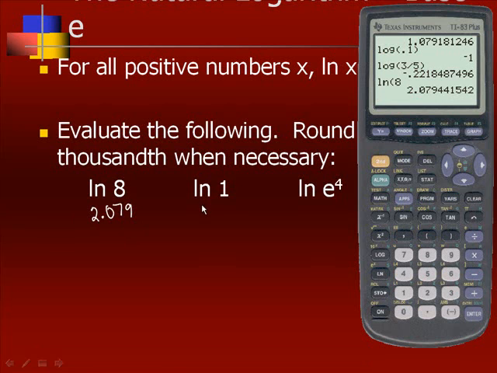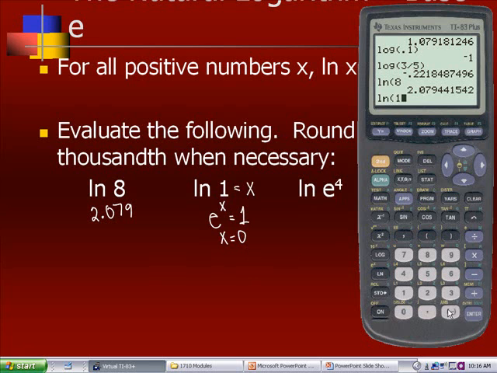The natural log of 1, now if you want to put this in our other terms, this means the natural log of 1 is equal to x, which means e to the power of x is 1. Well, anything to the 0 power is 1, so x would be 0. The natural log of 1 is 0.